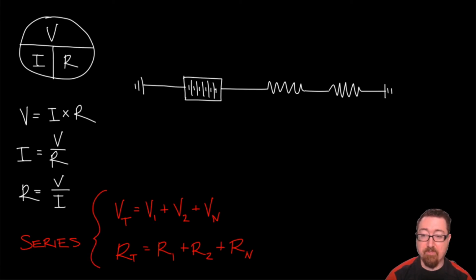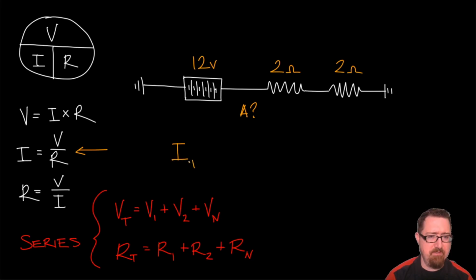Alright, so let's go ahead and play with this a little bit. So for instance, we have 12 volts here, we have 2 ohms there, we have 2 ohms here. What is our current going to end up being? Okay, so again, since we're figuring out current, that's going to lead us to I equals V divided by R. So our I, and I'm just going to put a little T down here to indicate we're trying to figure out total current in our circuit, equals our 12 volts, and that's our total, divided by our total resistance.